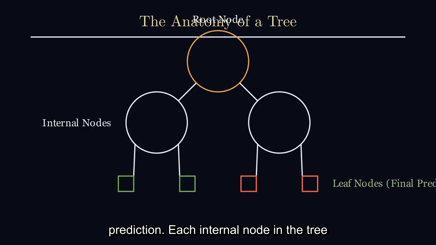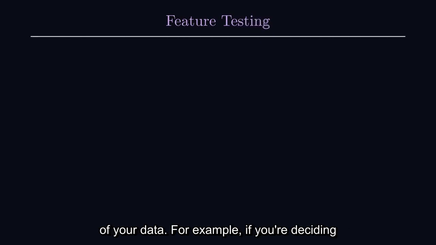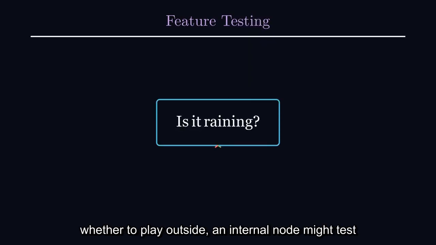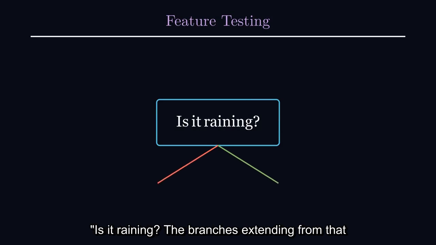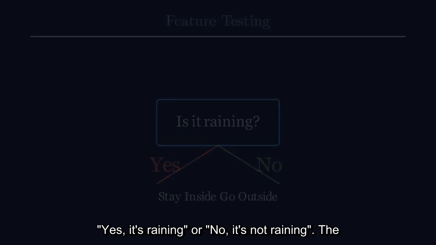Each internal node in the tree corresponds to a test on an attribute, or a feature of your data. For example, if you're deciding whether to play outside, an internal node might test, is it raining? The branches extending from that node represent the possible outcomes of that test. Yes, it's raining. Or, no, it's not raining.